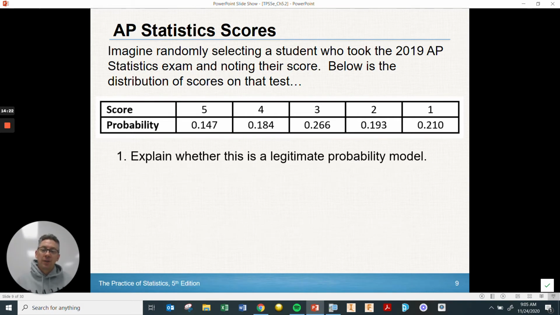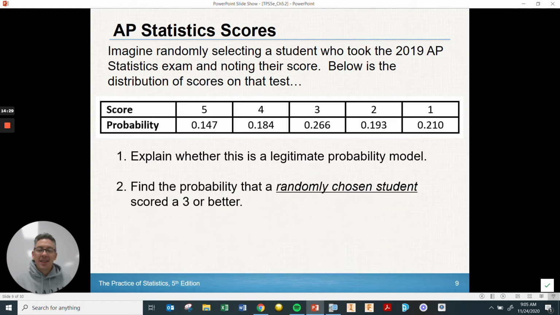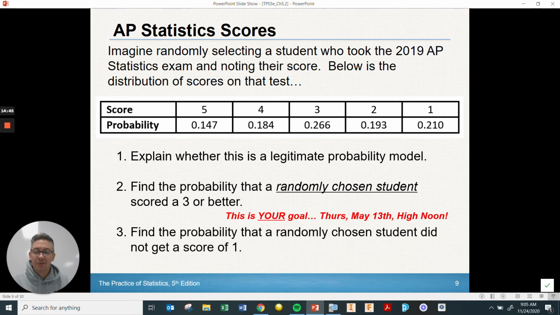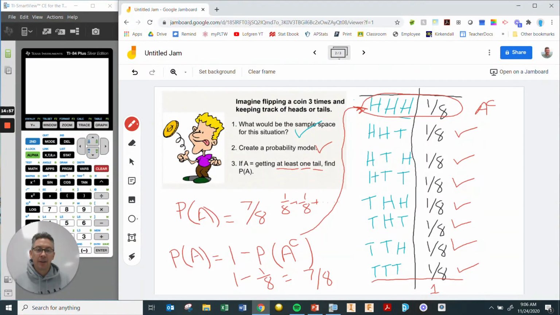What we're going to try and do with this is first identify, is this really a legitimate probability model? Does it fit the rules? Then we're going to find the probability that a randomly chosen student gets a 3 or better, which is your goal on Thursday, May 13th. If you get a 3, 4, or 5, you're getting college credit at just about any university or college in the country. And the final thing we're going to answer is, what would be the probability that some randomly chosen student did not get a score of 1? If I want to avoid a 1 at all costs, what's the probability you don't get a 1? So let's look back over here.